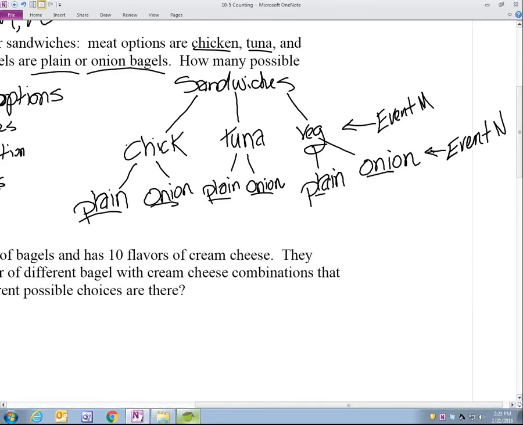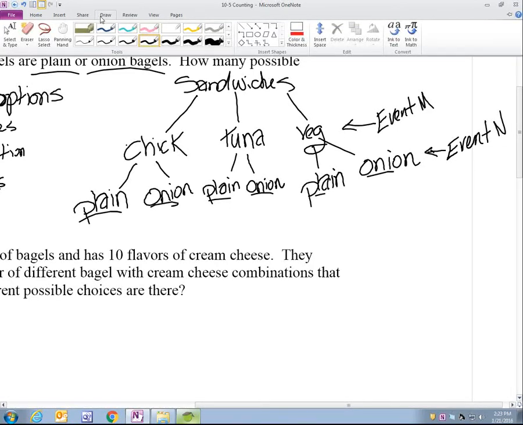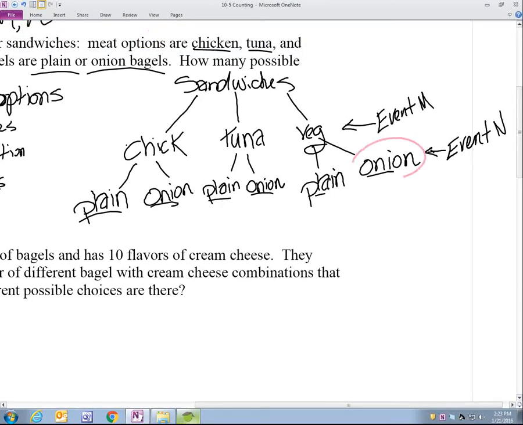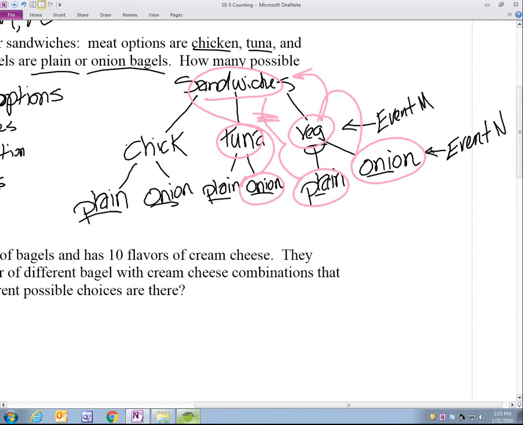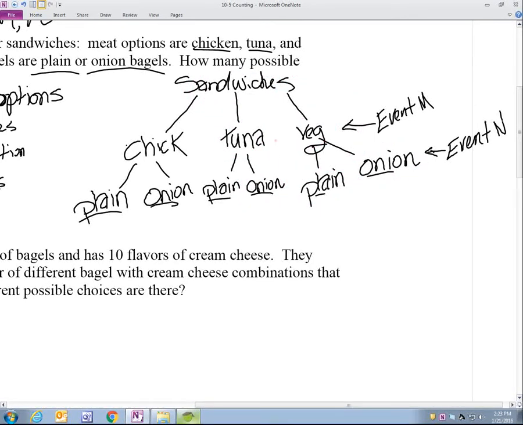So one person has the onion bagel, vegetable option sandwich. One person has the plain vegetable sandwich. Someone has an onion tuna sandwich. Okay? So there are 6 of them. So I'm just going to write 6 and I'm done, right?